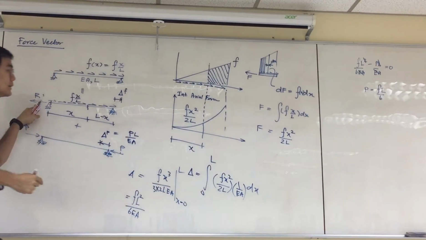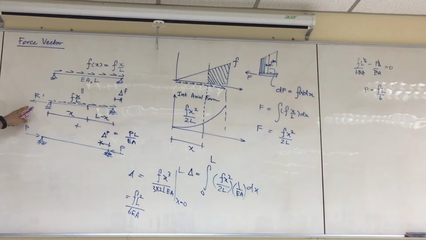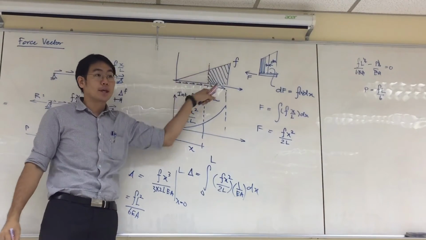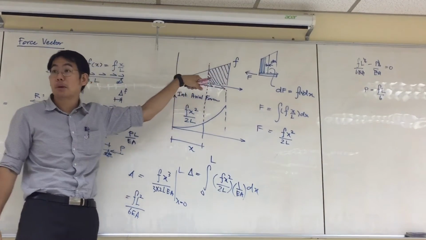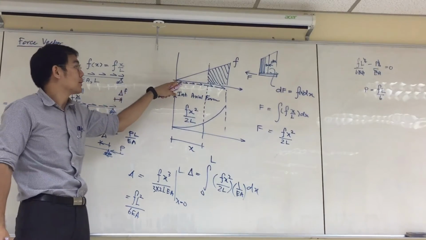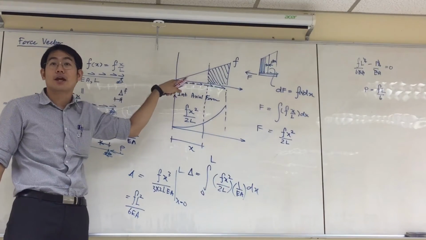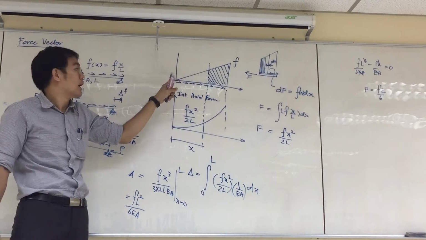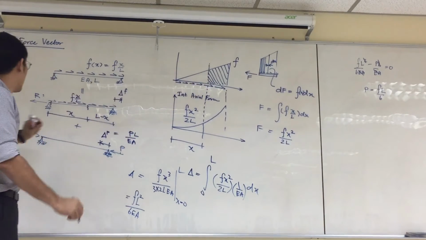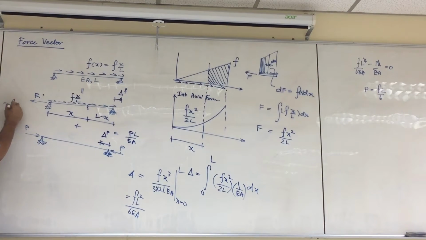What is your R? Your R is equal to how much? You integrate the whole thing, you come up with R. To integrate the whole thing, you just take the area of the triangle, a half multiplied by F multiplied by L. So it is FL over 2.